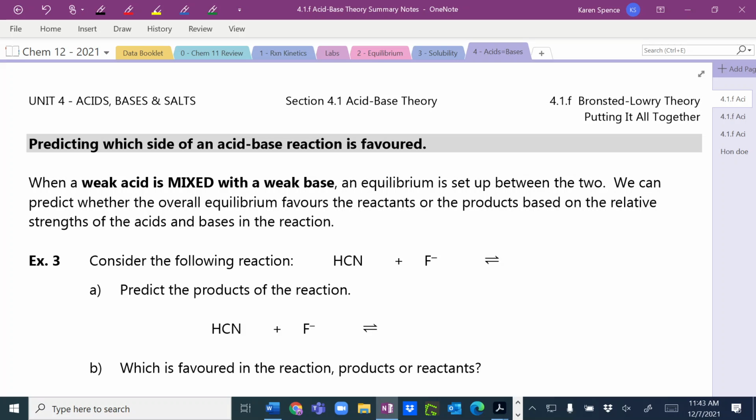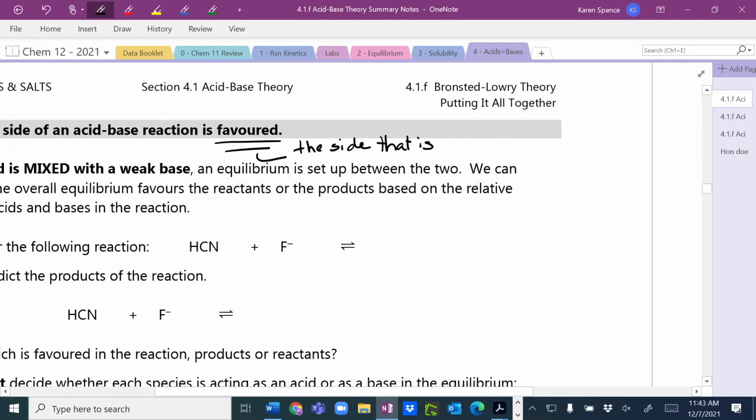So, predicting which side of an acid-base reaction is favored. Do you guys remember what it means for a side to be favored? Yeah, if a side is favored, that means those concentrations are higher. It has higher concentrations at equilibrium.